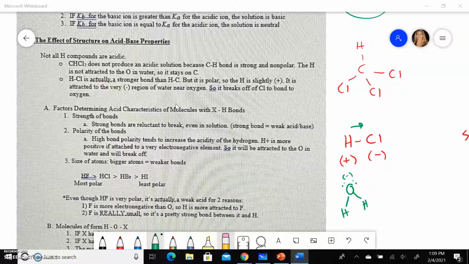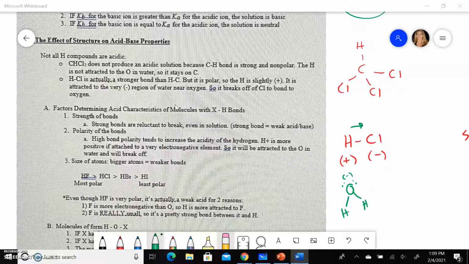So if you look at these H compounds, so you've got HF, HCl, HBr, and HI, notice that HF is the most polar. So you would think, well, if it's extremely polar, then hydrogen is going to be really positive, so it's going to be very acidic. It'll break off and bond to oxygen. And HF is not on the list of strong acids. All the other halogens, so chlorine, bromine, and iodine, those are all strong acids, but HF is not.